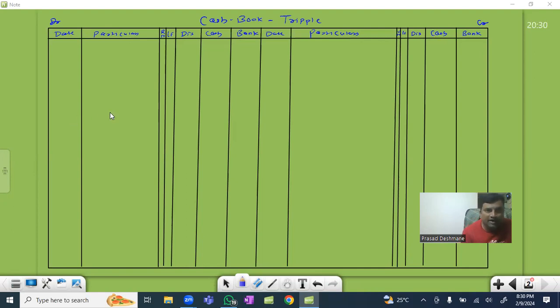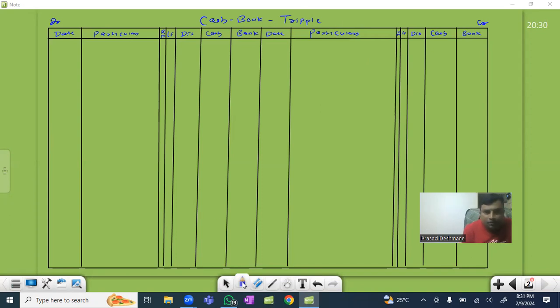So if we count 1, 2, 3, 4, 5, 6, 7. The first 7 columns are the debit side, and the other again date, particulars, V number, LF, discount, cash, and bank. So the other 7 columns are for the credit. Right? The debit side of the cash book has 7 columns, and the credit side has 7 columns when we have a triple column cash book, right?